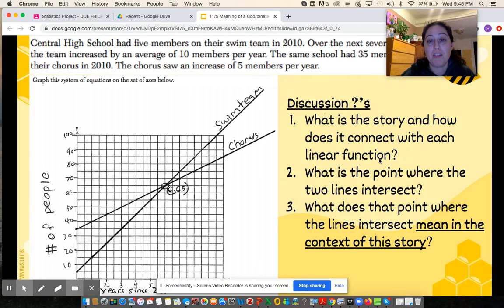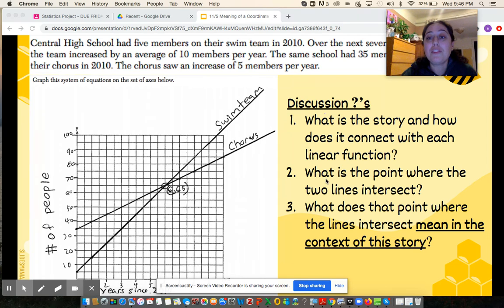So our question is, what is the story and how does it connect with each linear function? Okay, so when we're talking about a swim team, and I actually have to move myself if I can, okay, maybe not. So I actually can't really see all of the story, but it is with a swim team that starts with, I think, 5 members. So that's at the y-intercept. So at 0, when it's starting, 5 members. And then it increases 35 members, I don't know, a year. I can't see that part. So you guys will have to read it and fill in the missing parts that I'm missing here.